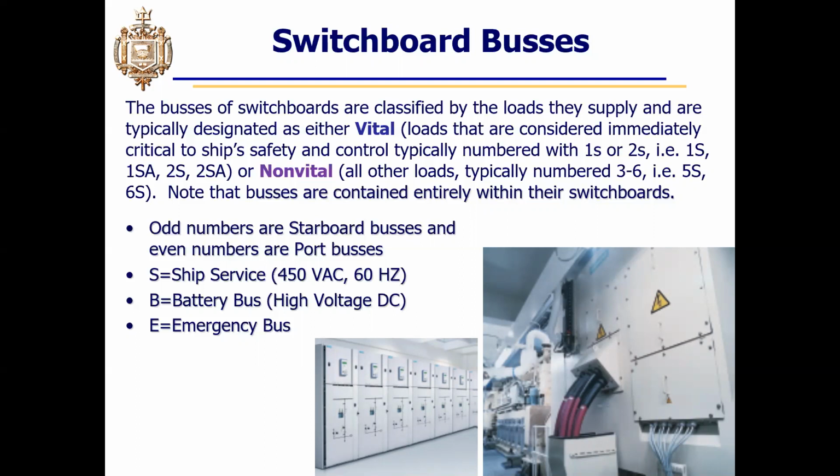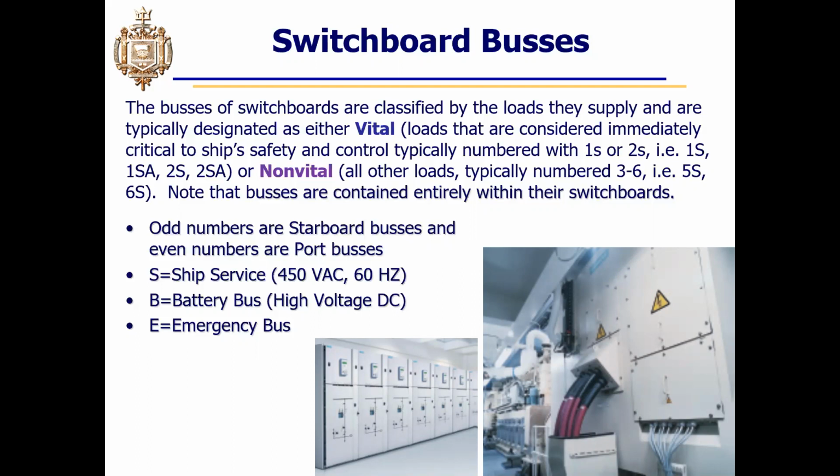The S, of course, is for ship service, the naming schemes. Again, the A's and B's and C's are just sub switchboards to the ship service switchboard. For instance, a 2SA switchboard is supplied from 2S. 2SB would be supplied from 2S. So the other lettering schemes are just to differentiate a sub switchboard from a main switchboard. These would be battery switchboards, so you only see those on submarines.